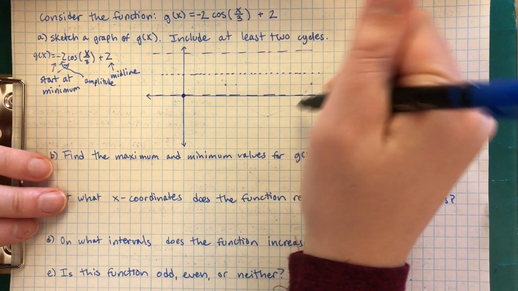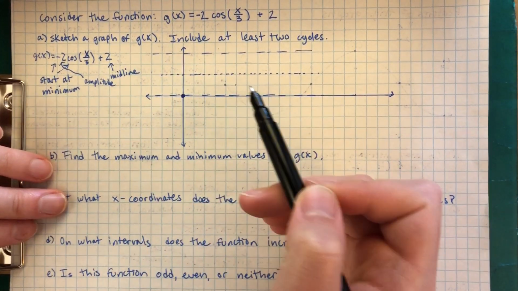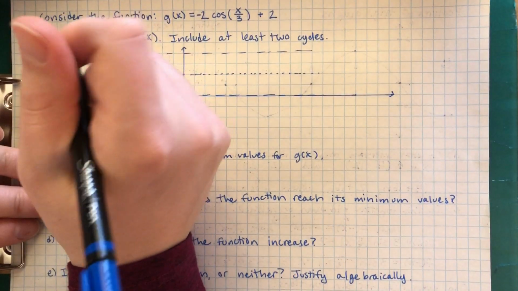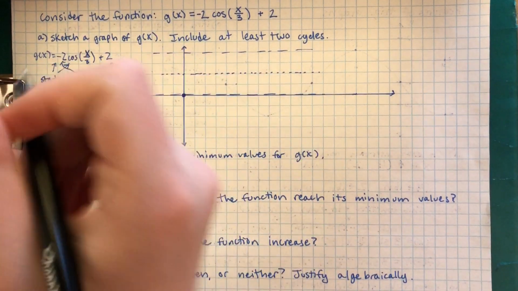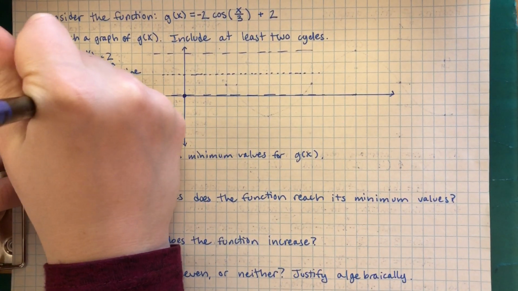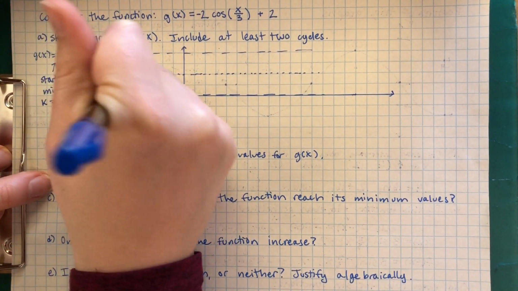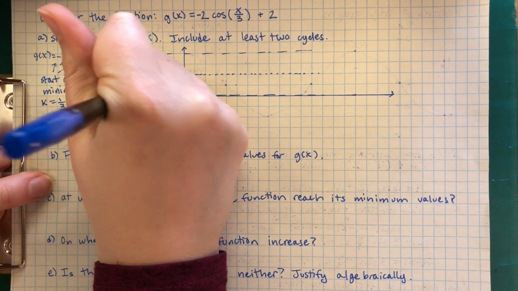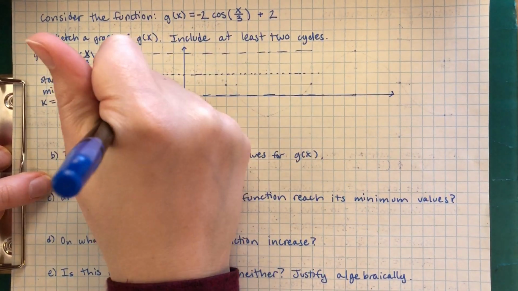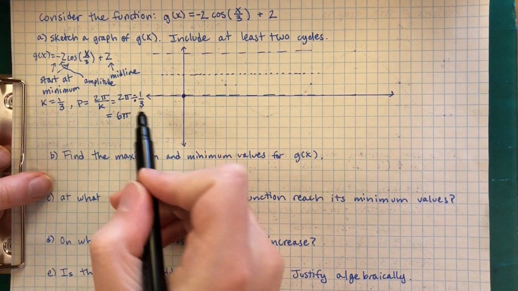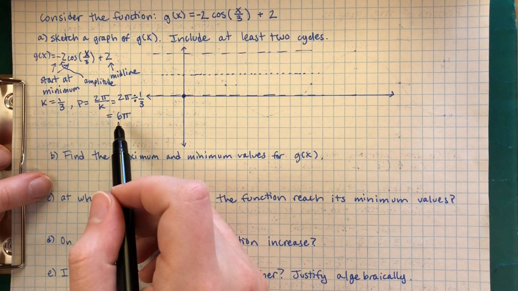All I need to know is how fat or skinny are these waves? How wide is one cycle? What's the period? To do that, I need to look at the k value. Now, x is being divided by 3, but that's the same as multiplying by 1/3. So k is 1/3. The period is 2 pi over k, which would be 2 pi divided by 1/3, which ends up being the same as multiplying by 3. We get 6 pi. Dividing by 1/3 is the same as multiplying by 3. So our period is 6 pi.